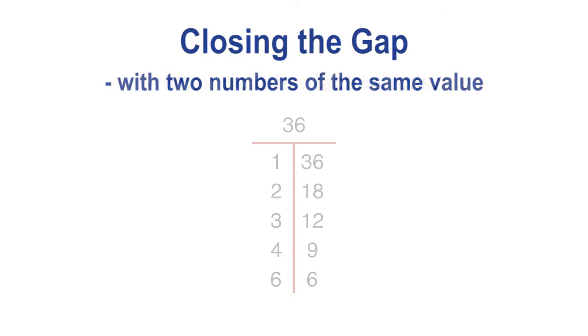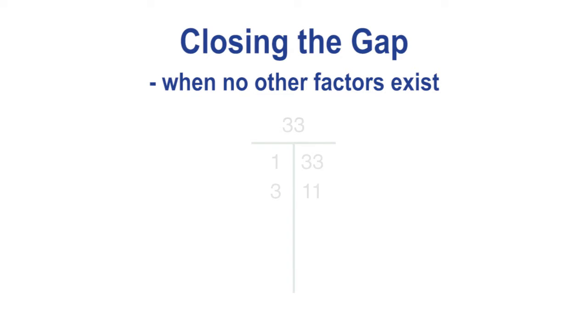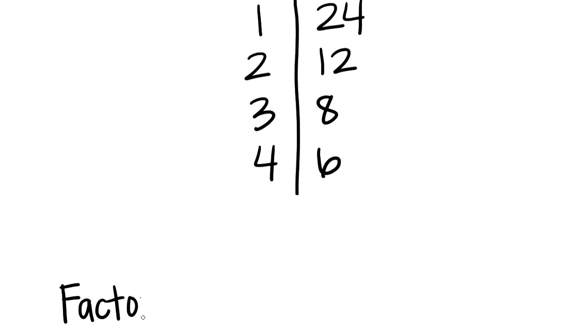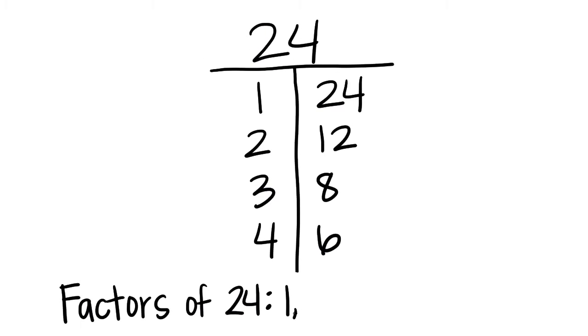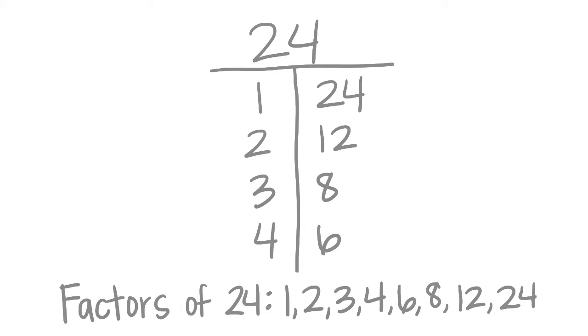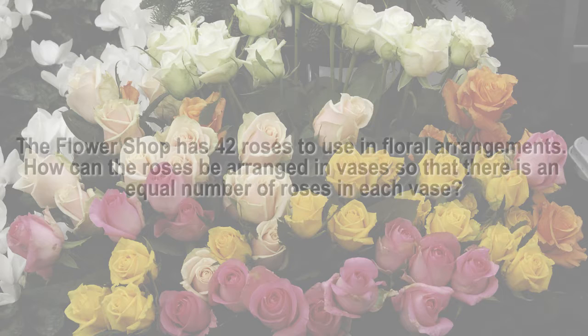The last way a closed gap is formed is when no other factors exist between the last pair on the chart. We only need to check factors up to and including 10 when finding factors of numbers less than or equal to 100. We can now see that the factors of 24 are 1, 2, 3, 4, 6, 8, 12, and 24. We can use a T-chart to help us solve a story problem such as this.